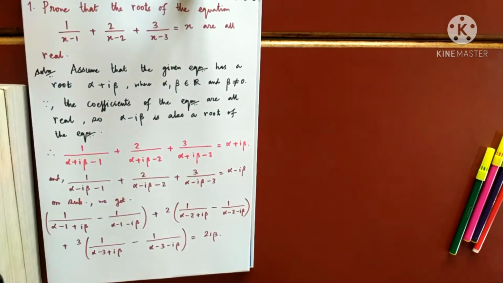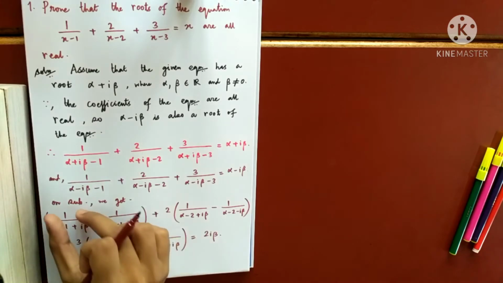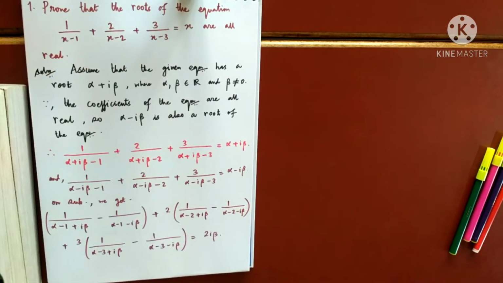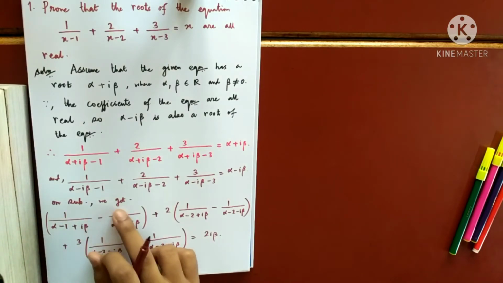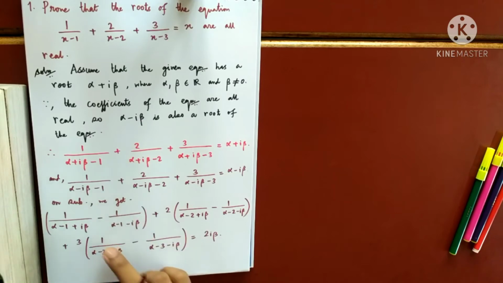Now you simplify this. So this goes here and this goes here. You see, this will become alpha minus 1 minus i beta. So minus alpha plus 1 minus i beta. So after cancelling, you will simply remain with minus 2i beta.